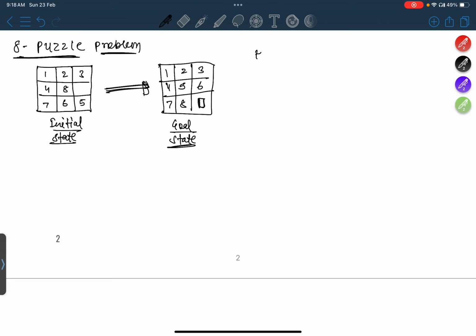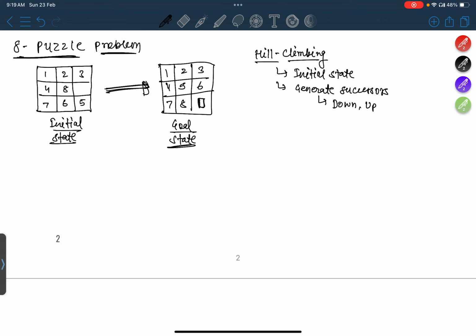If we want to use hill climbing, what's the one thing that we are going to need? We already have the initial state. We need to generate successors. How can we generate successors? Using the actions like down, up, left and right. And we need an evaluation function or objective function.